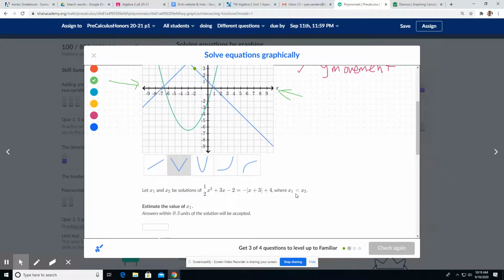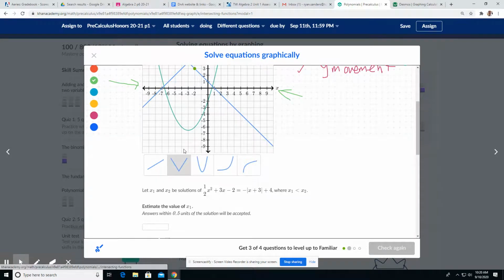So which one is less than the other? Where x1 is less than x2, we wanted the x1 value right there. So we want the one that's smaller. The smaller x value is going to be this one right here. We just got to be careful. It helps to note this has a positive x value and this has a negative x value. All right. And then they want an estimate of the x1 value. Answers within 0.5 units of the solution will be accepted.